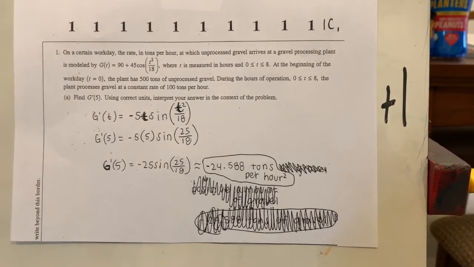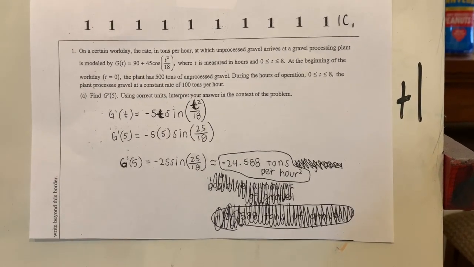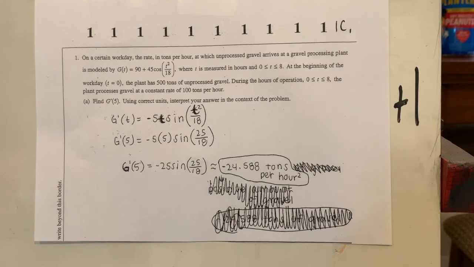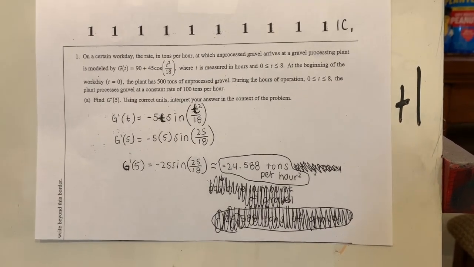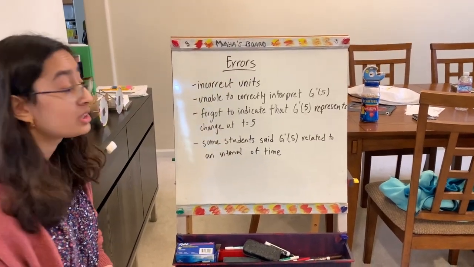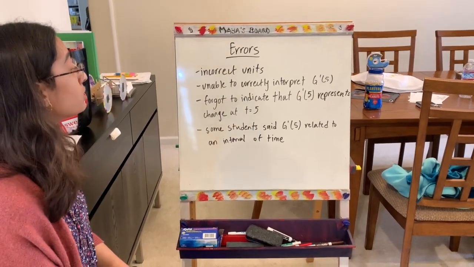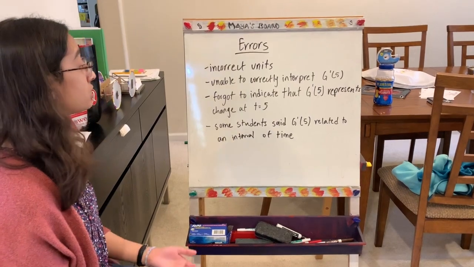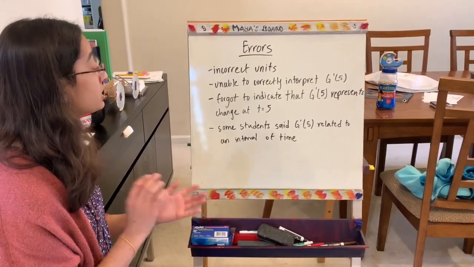The last person had a similar problem and was able to find g prime of 5, but had no justification for their answer. Alright, some common errors that students made on this problem was putting incorrect units, which is part of receiving full credit.